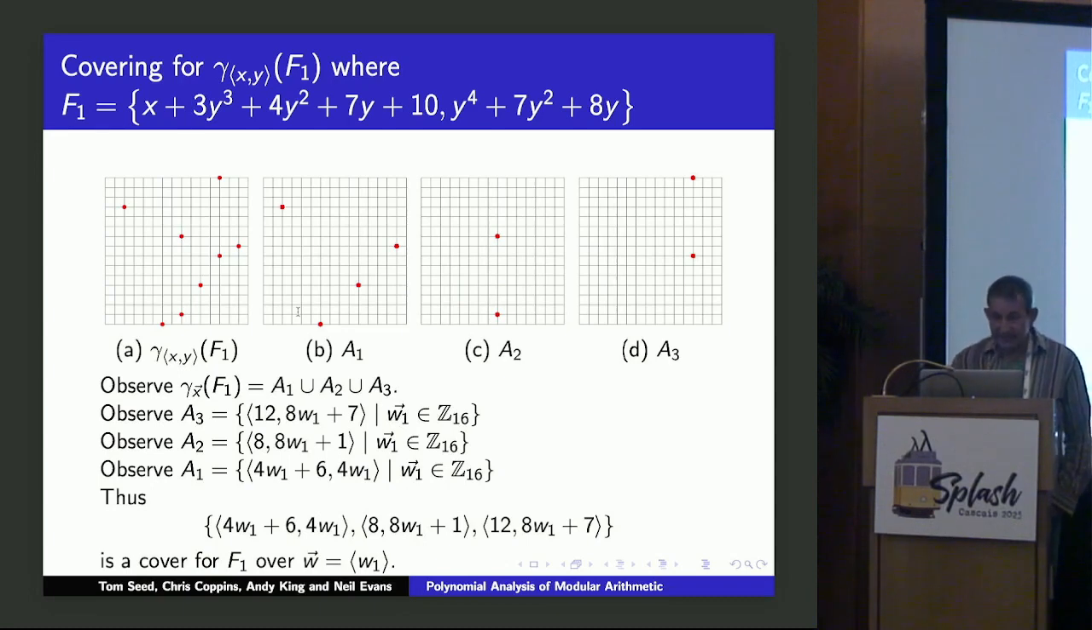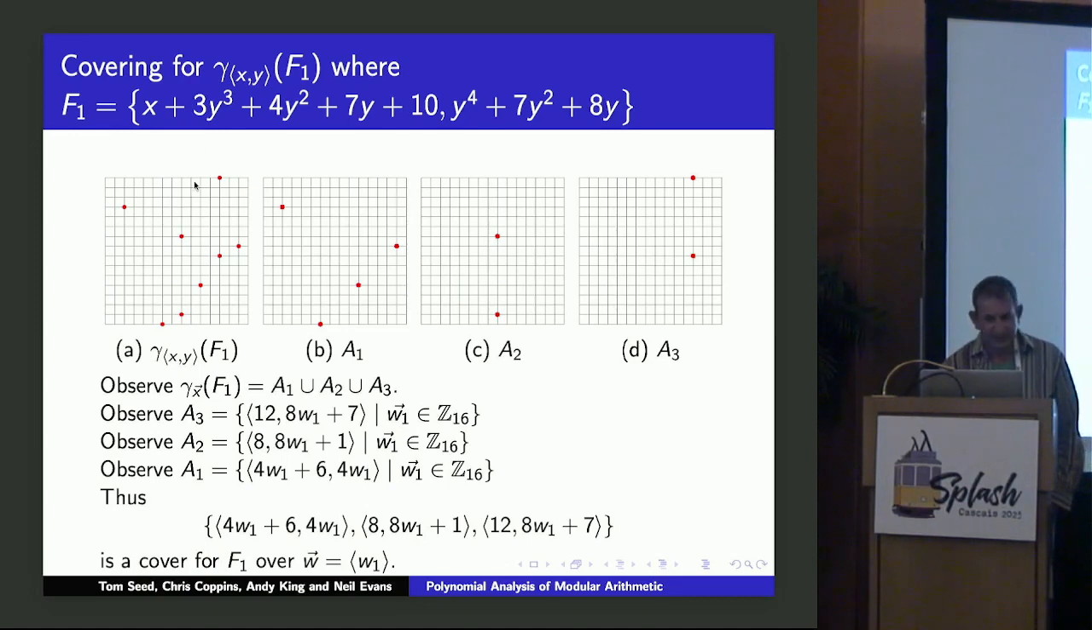Okay, so here's an example. We've got F1, a system of two polynomials. We can think about the solution set for F1, which is of course given to us by our gamma. We've seen that already, and it's this set of points here. Now, what's a covering for F1? Well, a covering for F1 is a set of tuples of polynomials that give us a parameterized representation of F1. Let's just see how that works.